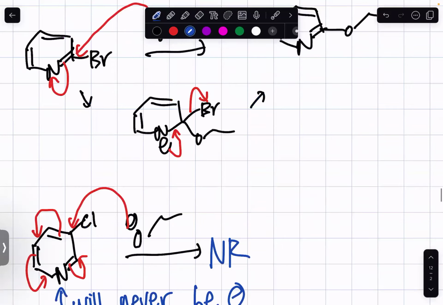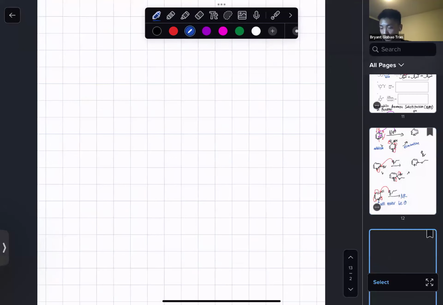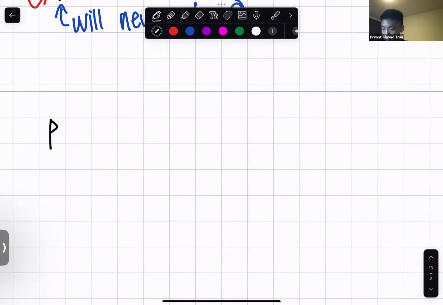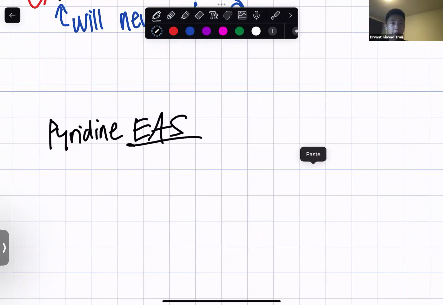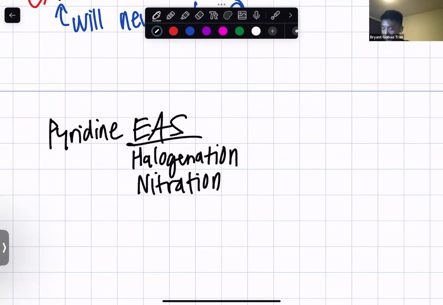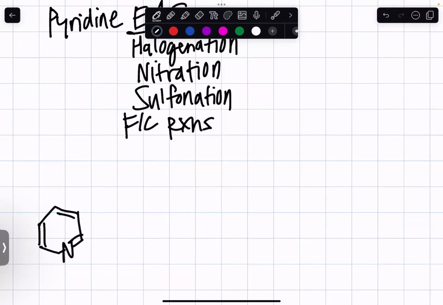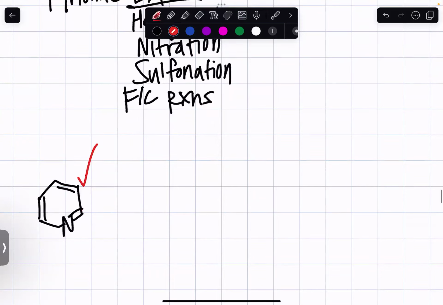Right. Okay, got it. That's for pyridine NAS. For pyridine EAS, then it would go for the 3rd position, right? Pyridine EAS. EAS reactions are like the reactions of benzene, like halogenation, nitration, sulfonation, and your Friedel-Crafts reactions, Friedel-Crafts alkylation, Friedel-Crafts acylation. Those reactions are affected by electron donating groups and electron withdrawing groups, I believe.